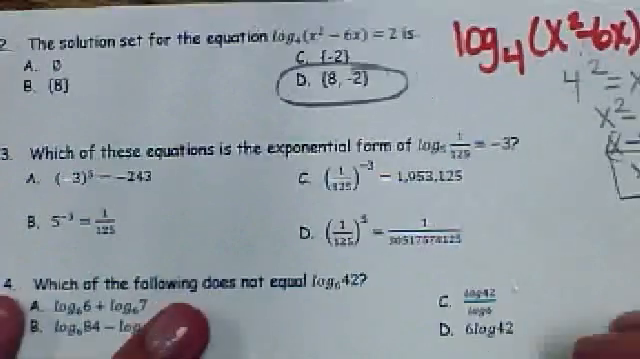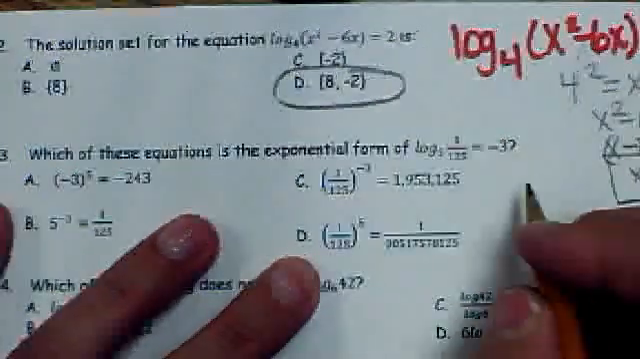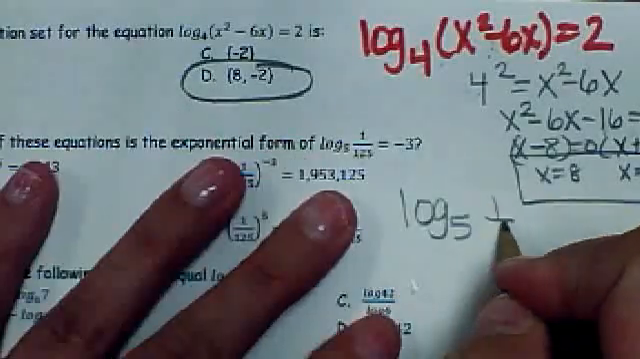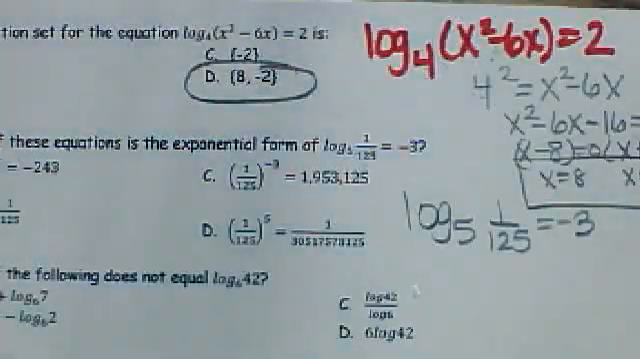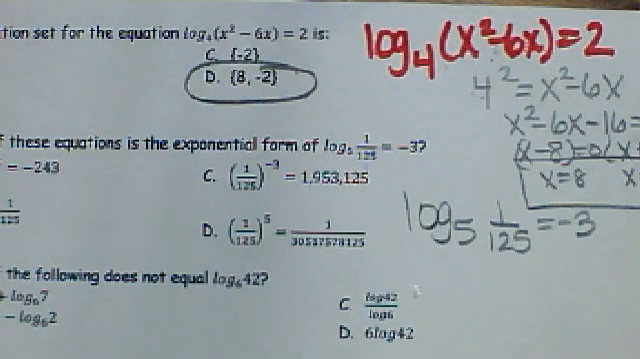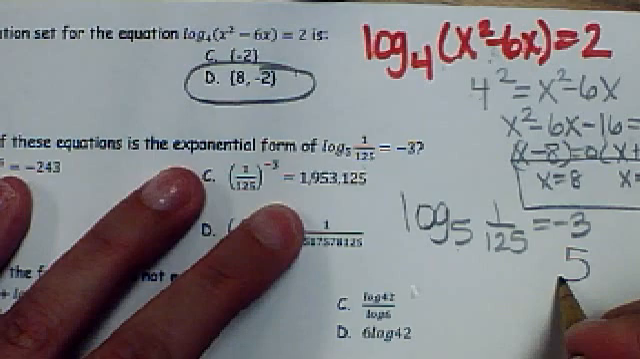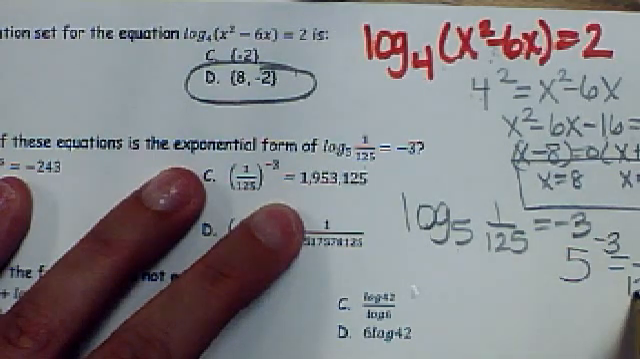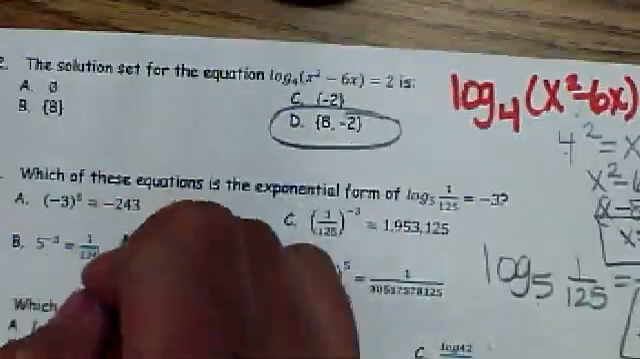Number 3, which of these equations is the exponential form? And that is log base 5 of 1 over 125 equals negative 3. And we want the exponential form. For exponential form, you write down what the base is first. So this is 5 to the negative third equals 1 over 125. And that's your answer. So it's choice B.